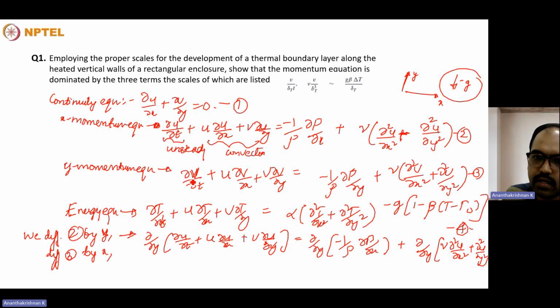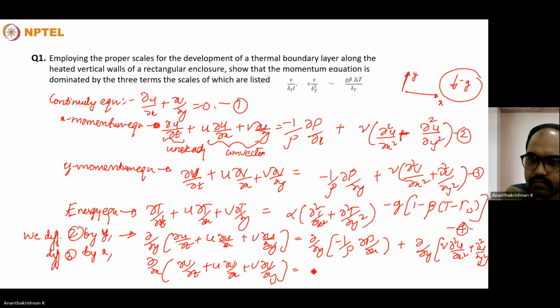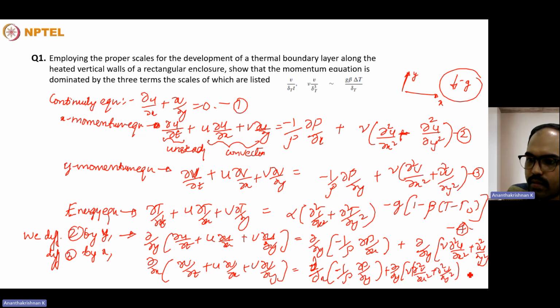And when we differentiate the third equation by x, it will become dou by dou x of dou v by dou t plus u dou v by dou x plus v dou v by dou y equal to dou by dou x of minus 1 by rho dou p by dou y plus dou by dou x of mu times dou square v by dou x square plus dou square v by dou y square, minus dou by dou x of, taking the negative outside, it will be the same term g into 1 minus beta into T minus T0. There's no sufficient space, that's why I have written it at the bottom.